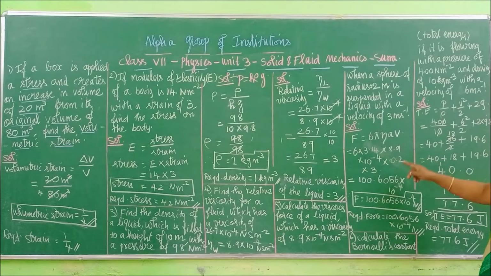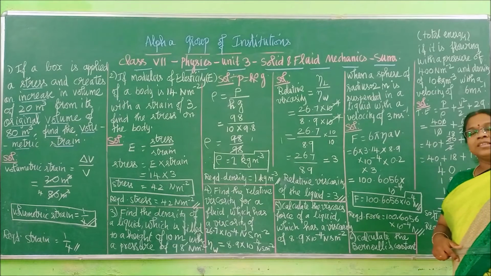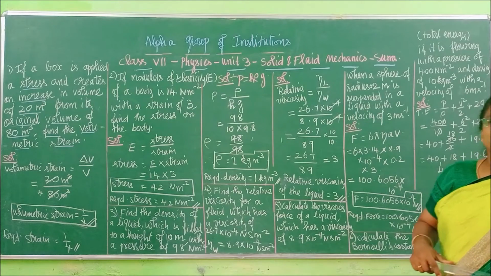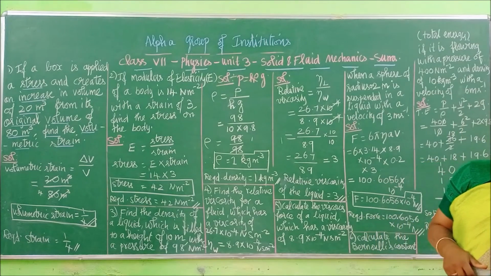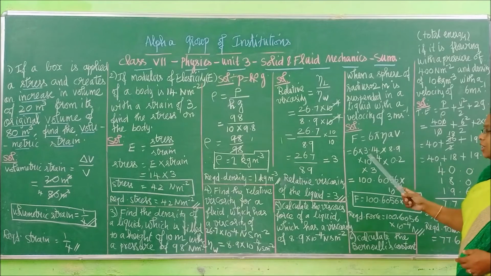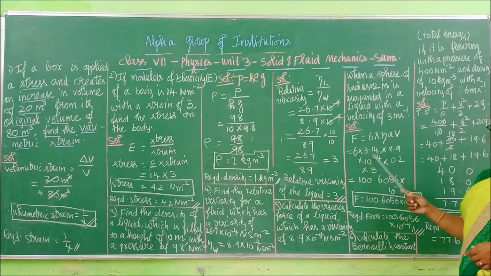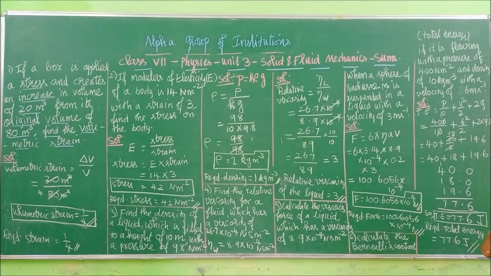So 6 is a number, so directly substitute it. Pi is a value. What is the value of pi? 22 by 7 or 3.14. Any one of the values you can use. It is better and easier to use 3.14 here. You can use 22 by 7 also. The answer won't be affected.